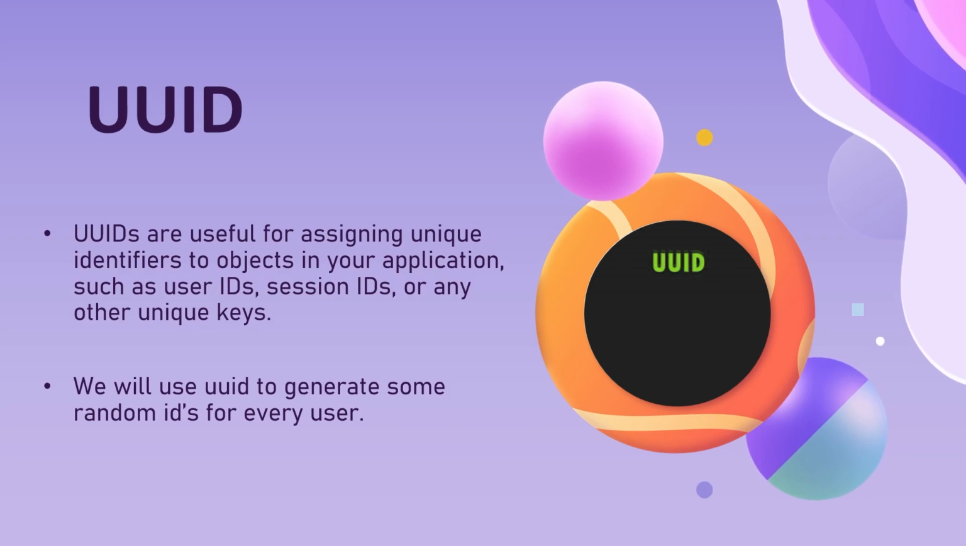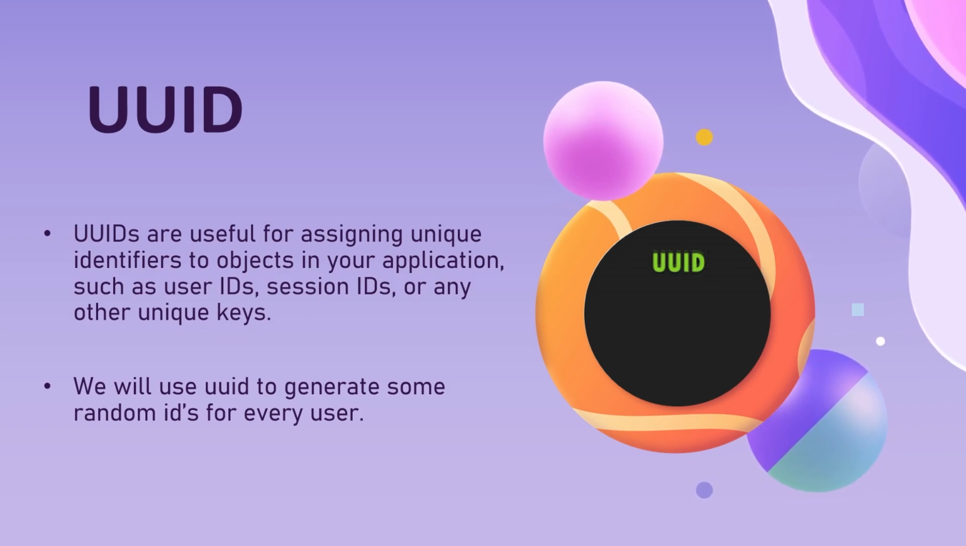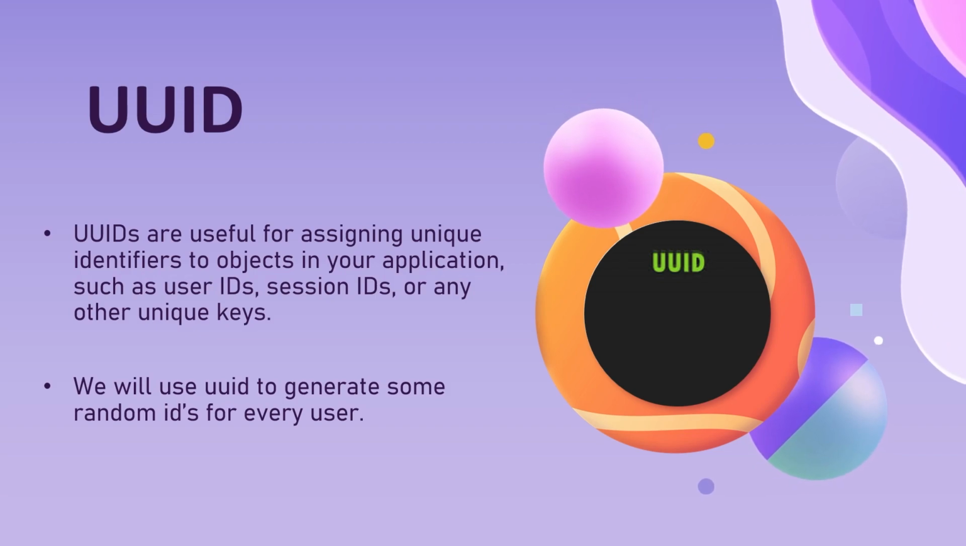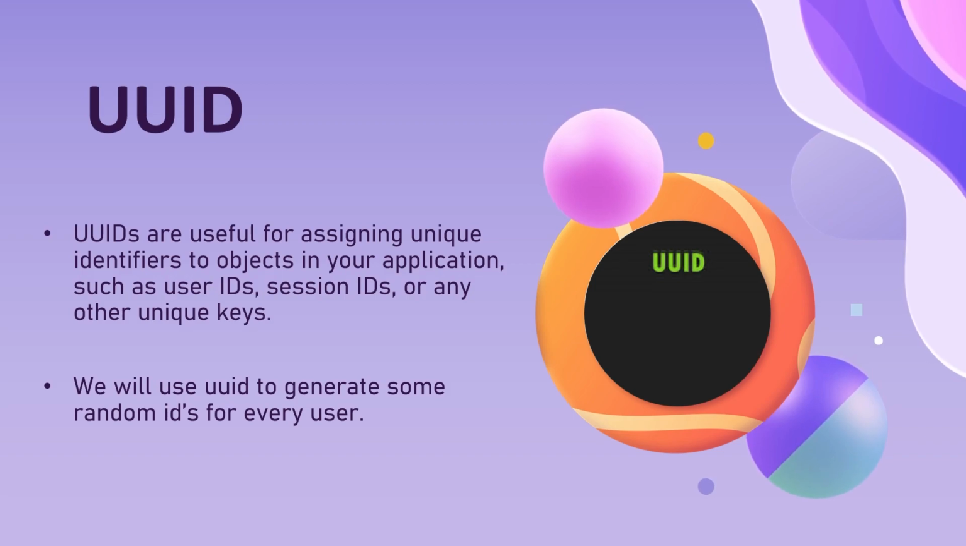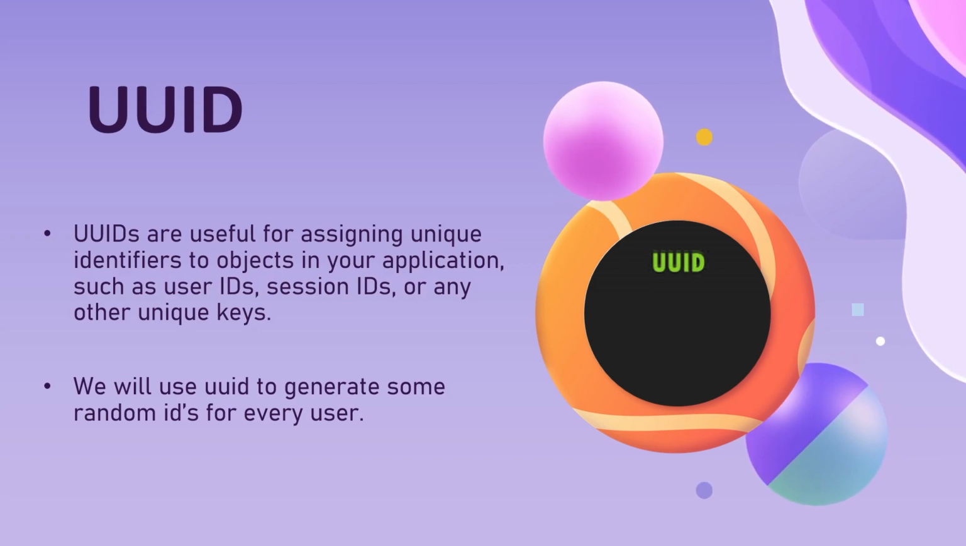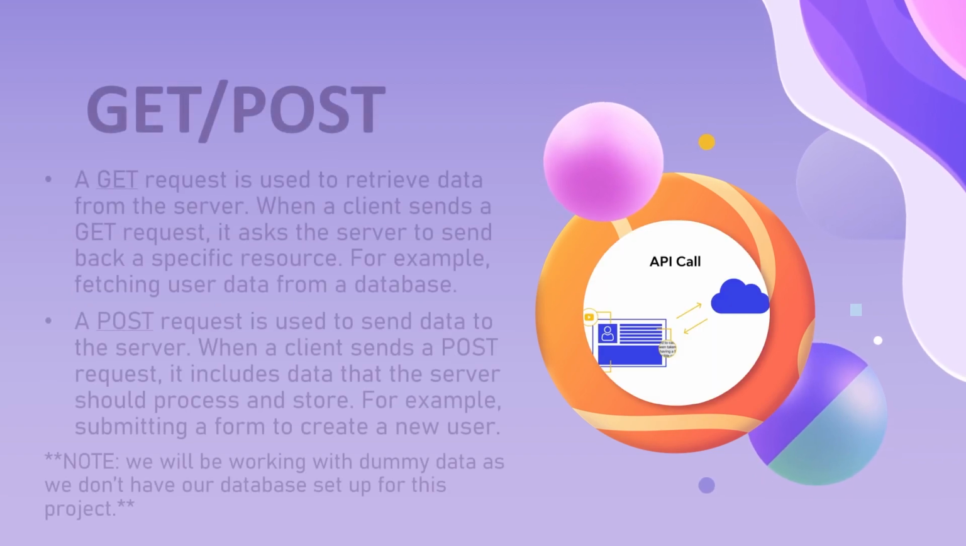UUID. UUIDs are useful for assigning unique identifiers to objects in your application, such as user IDs, session IDs, or any other unique keys. The UUID library in Node.js allows you to generate these unique IDs easily.